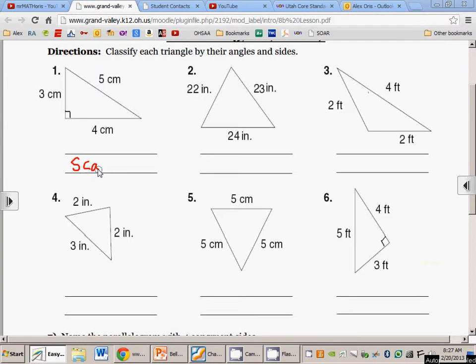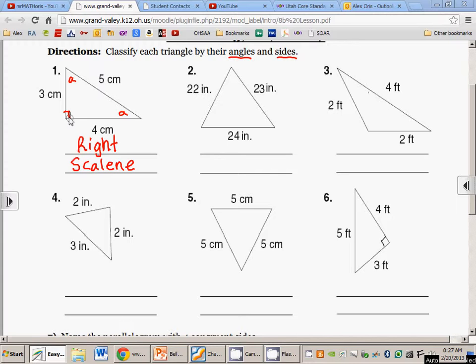Doesn't matter what line you write this on, but I'm going to put all my angles on top since it says by their angles and sides. When he says scalene, the term means no congruent sides. They're all different. Alex? And it's a right triangle. Okay, now remember, here's an acute angle. Here's an acute angle. And that symbol, the third angle, is right. That means it's a right triangle.